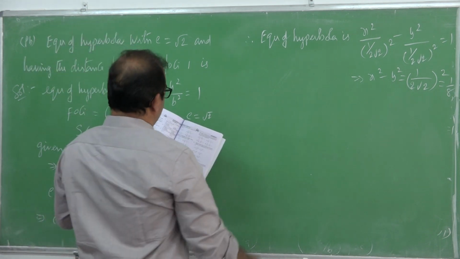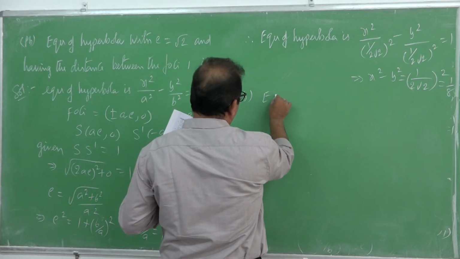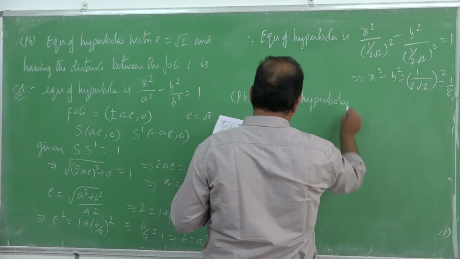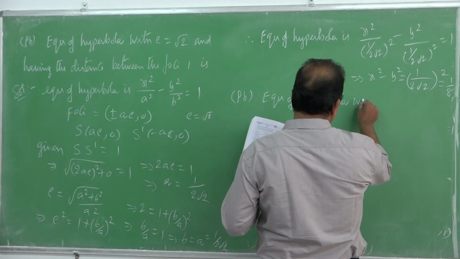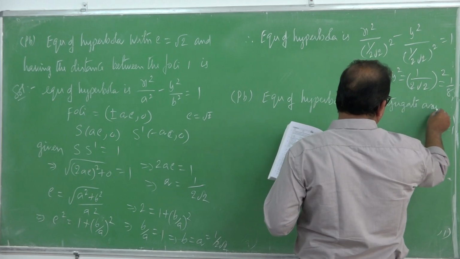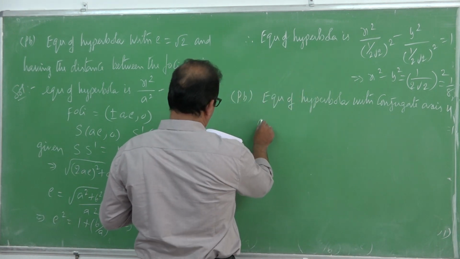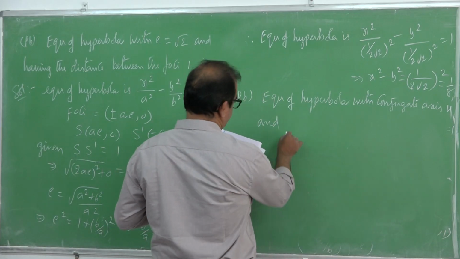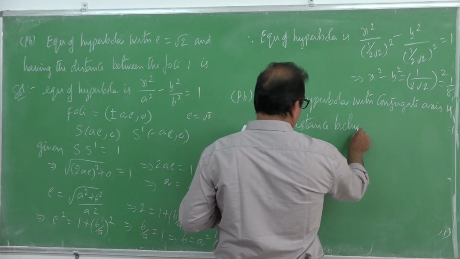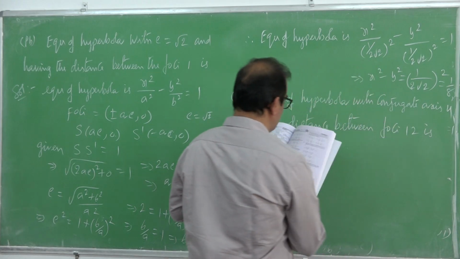Right. Write the next problem. Equation of hyperbola with conjugate axis 4 and distance between foci 12.